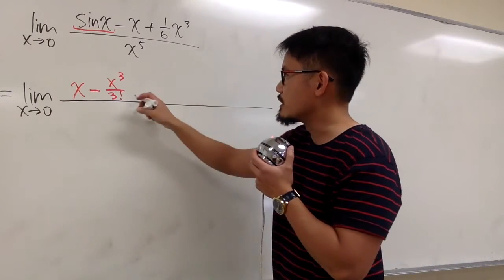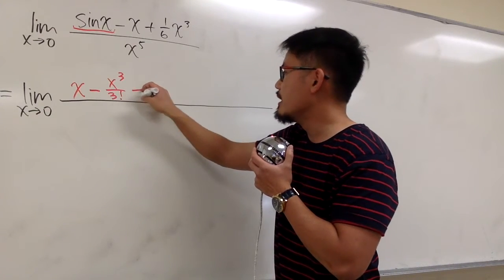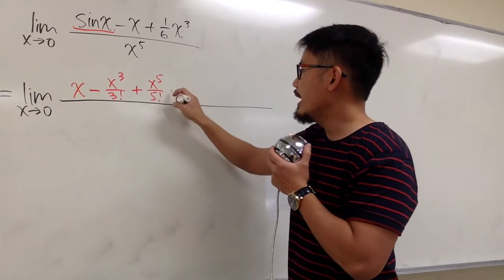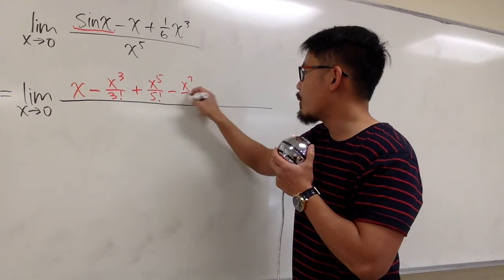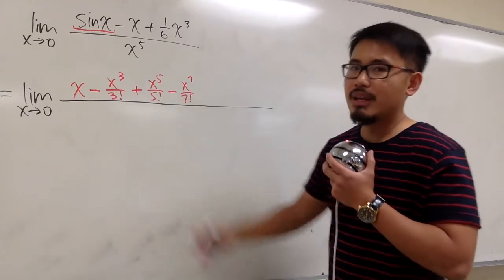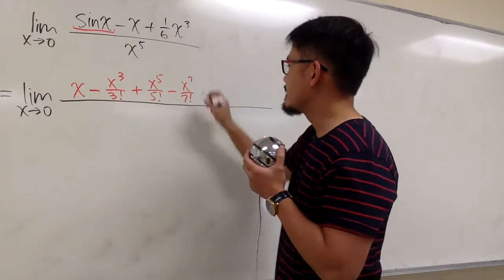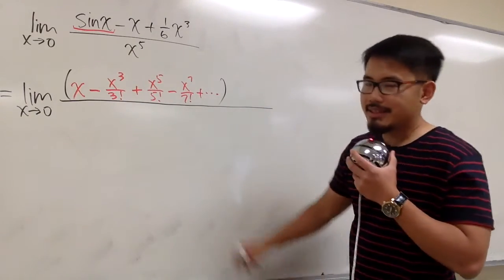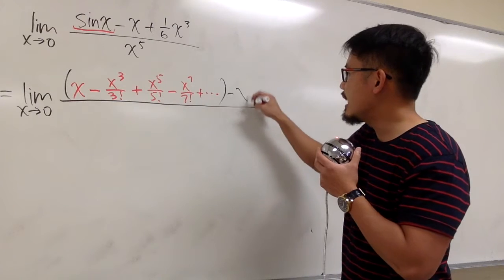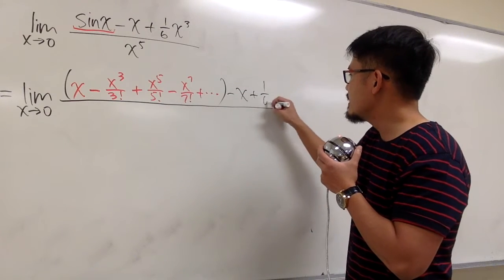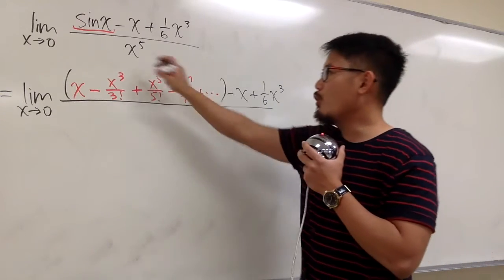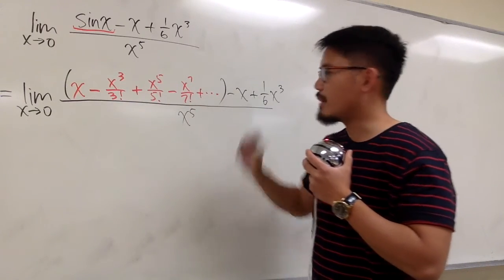And let me just put down the first few terms for sine x. The next one is plus x to the fifth power over 5 factorial, and then minus x to the seventh power over 7 factorial. I think this should be enough for sine x. And put down dot dot dot because it keeps on going forever. All right, and then we have the rest, which is the minus x plus 1 over 6 x to the third power. All this over x to the fifth power.